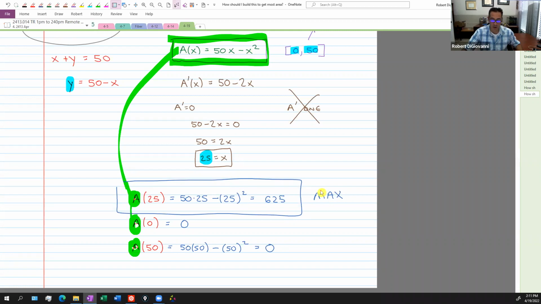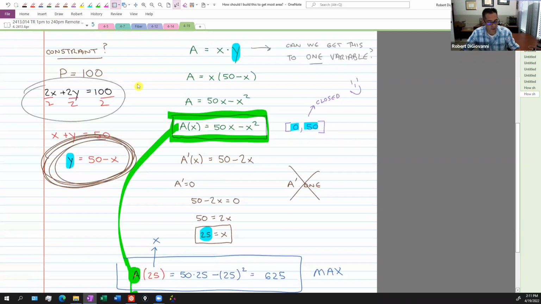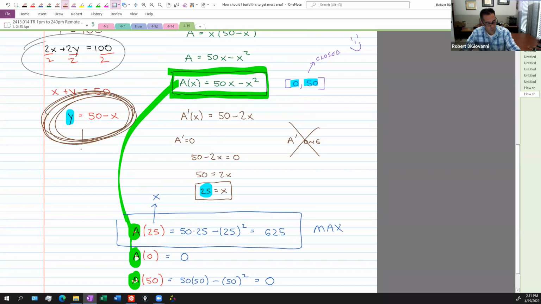So the dimensions, what are the dimensions of the pen? We know what x has to be, right? This is what x is. What is y going to be? 25 as well. How do you know that? You can go to this right here. Remember the constraint? If y is 50 minus x, and we just said that x had to be 25, then y would have to be 50 minus 25, which means y has to be 25 as well, which means you're building a square.